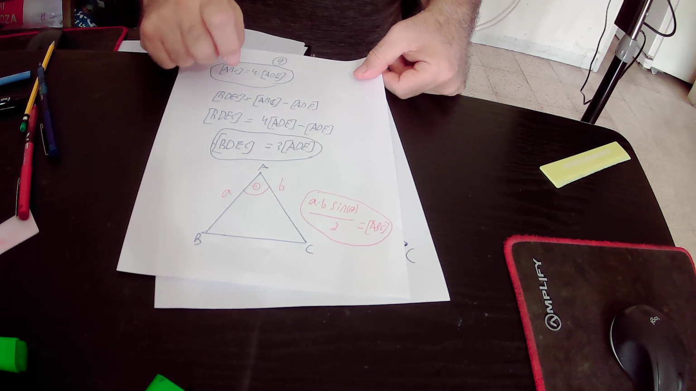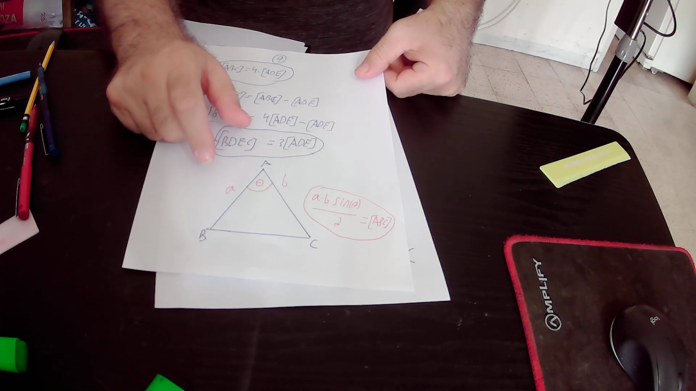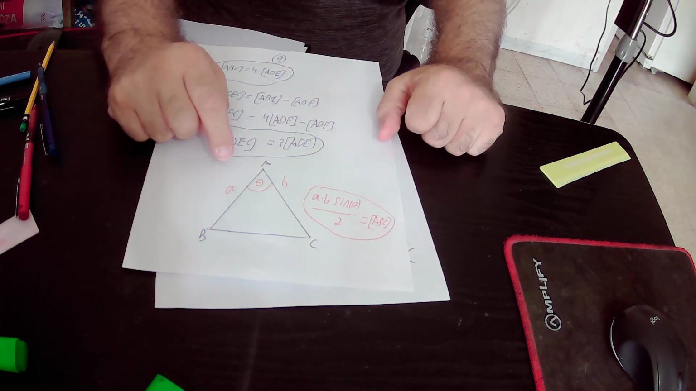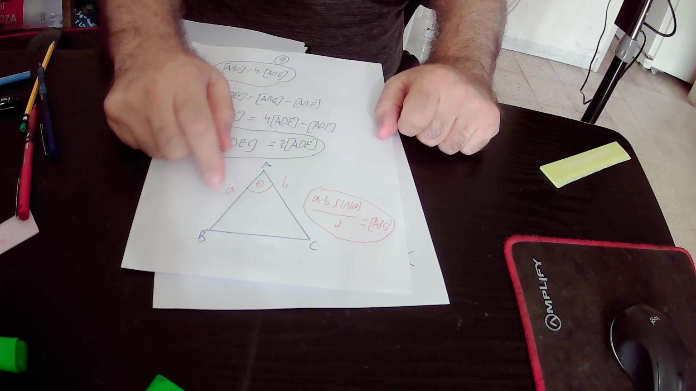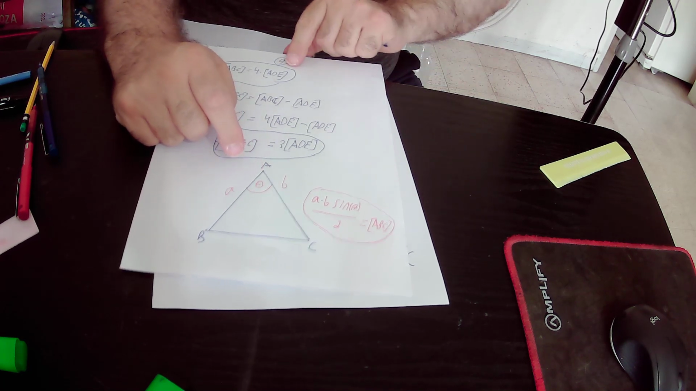And then I presented to you a new formula for the area of any triangle. The area of this triangle equals A times B times sine theta over 2.